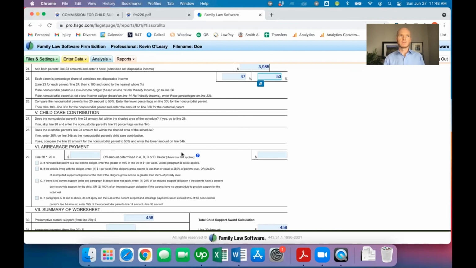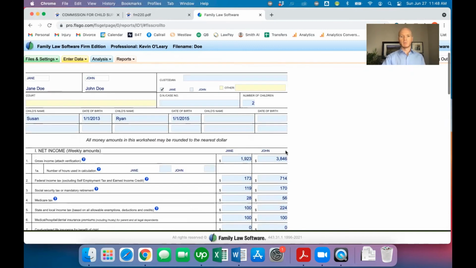Some other examples of deviation criteria are earning capacity. So if somebody is just not working, or they're working a minimum wage job, but they really have the ability to go out and earn $75,000 a year, $100,000 a year, the court's going to impute their income for child support purposes and plug in what their earning capacity is rather than what their actual income is to calculate the child support amount.